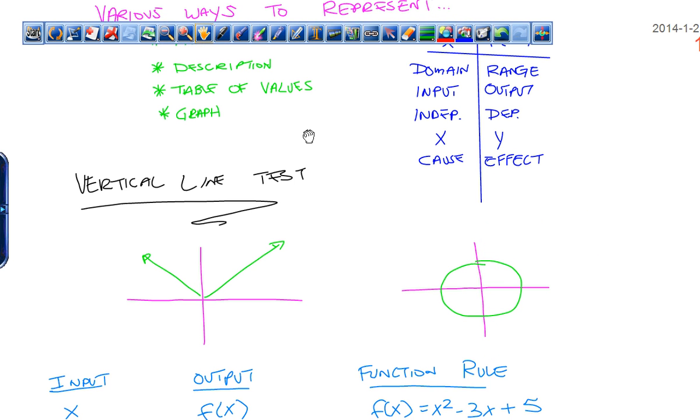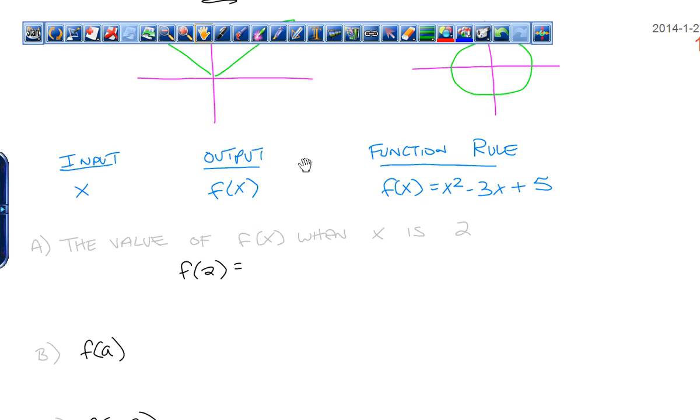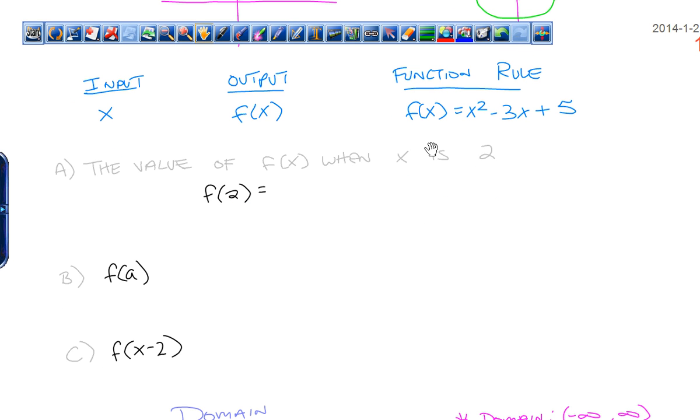Next thing is input and output. We've already gone over that. That's another word for x's and y's. An equation is another way to write a function rule. So for a, b, and c here, the value of f of x when x is 2, a fancy way of saying that, a shortcut, is find y when x is 2. So we're just going to plug 2 in. So 2 there, 2 there.